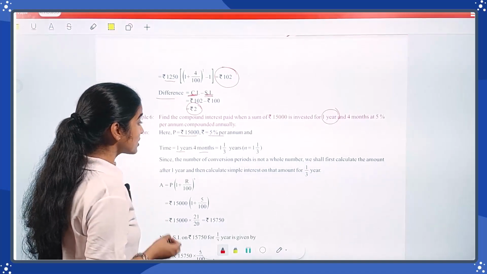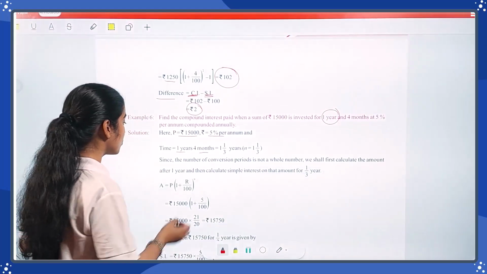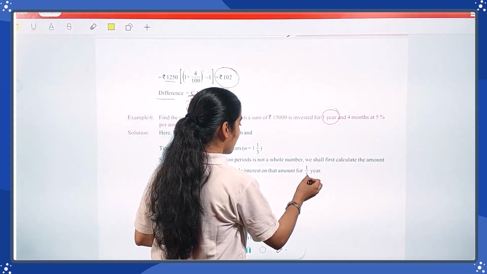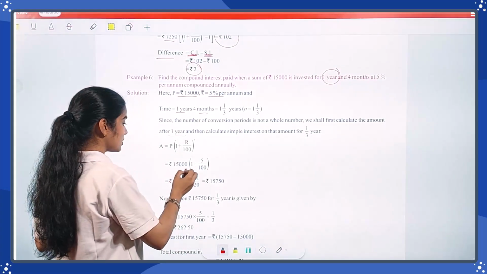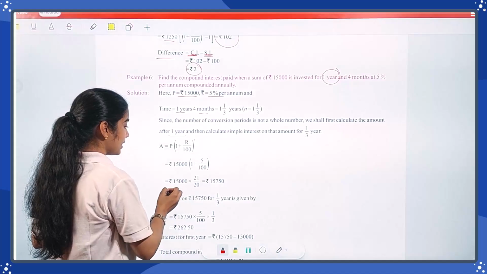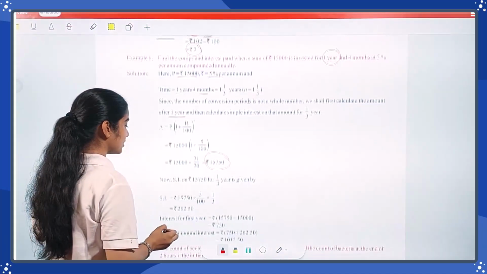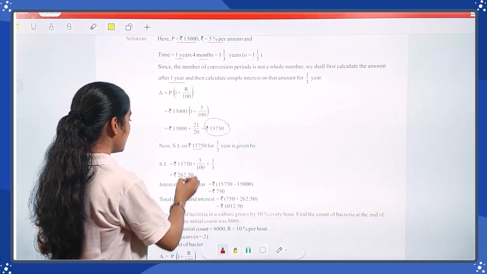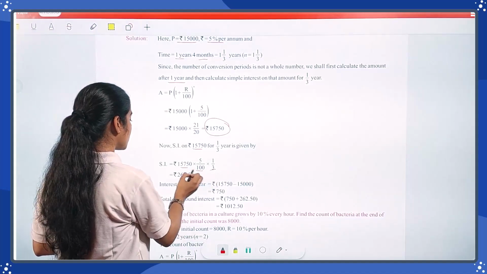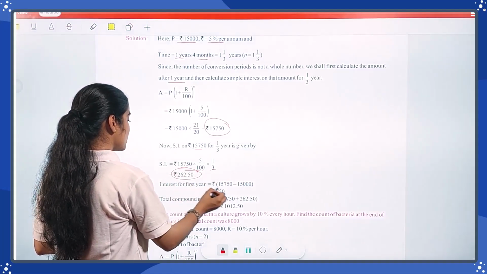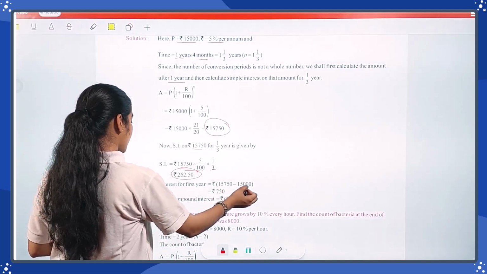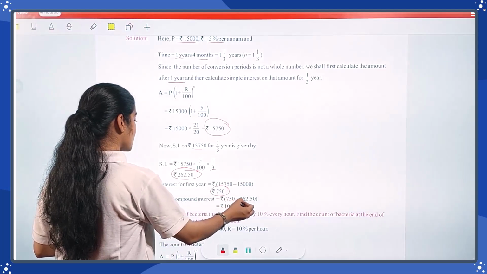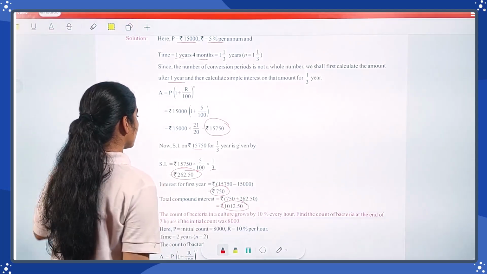Since the number of conversion periods is not a whole number, we shall first calculate the amount after 1 year and then calculate simple interest on that amount for 1 upon 3 years. So in this case 15,000, 1 plus 5 by 100, and this is your final answer. Now the simple interest for 15,750 for 1 by 3 years is given by P into R into T. This is your final answer. Interest for first year is 15,750 minus 15,000, which is 750. Total compound interest is 750 plus 262.50. This is your final answer.